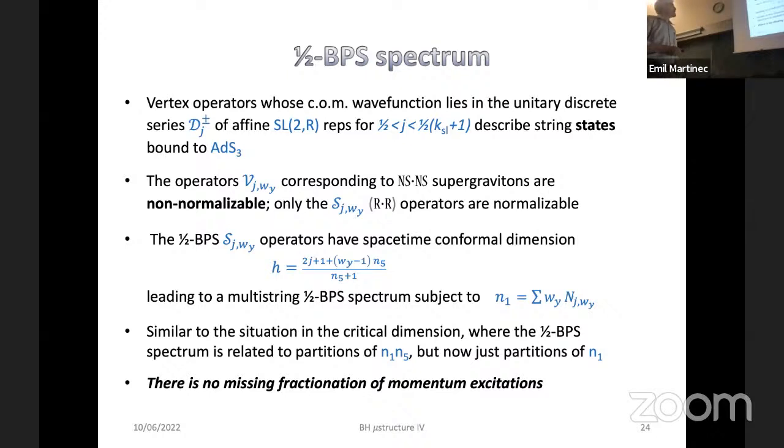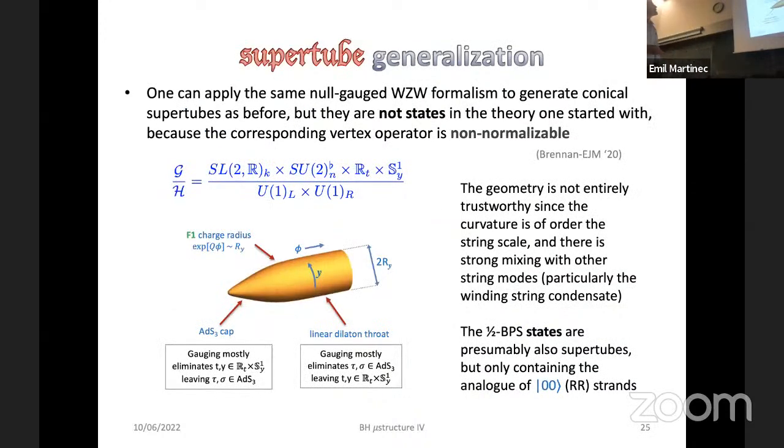But one thing I want to emphasize is that there's no missing fractionation of the momentum excitations. When you look at the quarter BPS spectrum, there was stuff missing from the enumerated elliptic genus in the T4 symmetric product, but none of that's missing here. So that fits. There are also supertubes. This same game of gauged Wess-Zumino-Witten models you can play just by throwing away the T4 and flattening the SU2. We did that with one of our postdocs, Daniel Brennan. Nothing too surprising. These things exist. Maybe you shouldn't take this geometry seriously, but anyways, it exists as a solvable worldsheet theory.